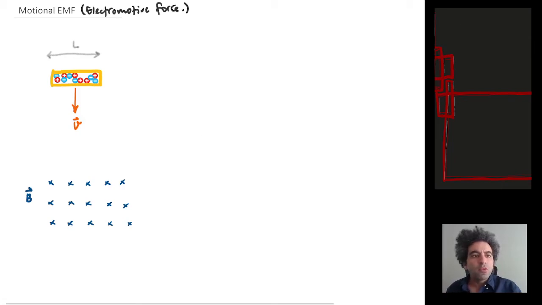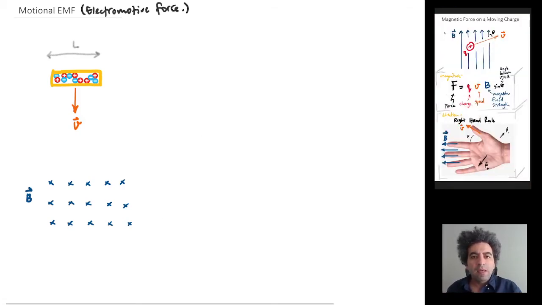Let me remind you, if you recall, that any charge that is moving in a magnetic field will experience a force. The magnitude of that force is proportional to how big the charge is, how fast the charge is going, the strength of the magnetic field that it encounters, and the relative direction between the direction of motion and the direction of the magnetic field. Now what I care more about here is the direction of that force.